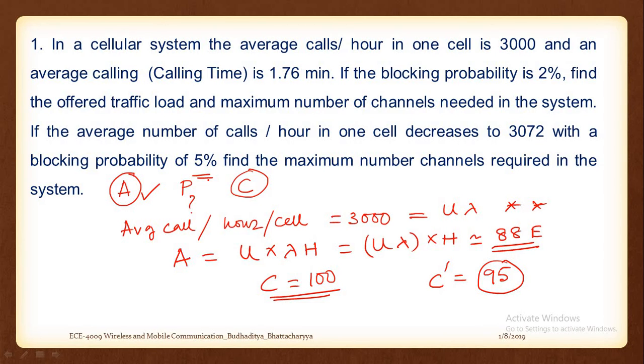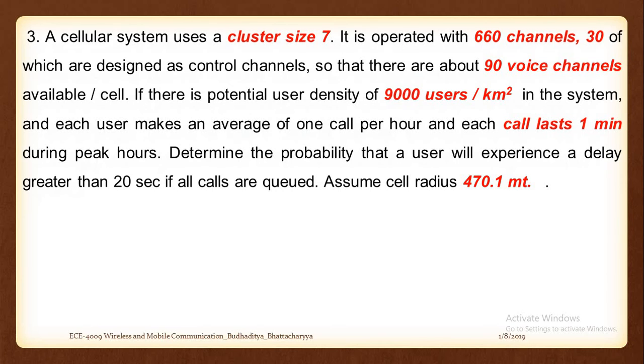Instead of 3000, just substitute 3072. Suppose this whole thing, lambda prime, is 3072 instead of this, and the respective lambda and h remain the same. So calculate and get some value of A prime. Whatever, 90.1 Erlang, it will come around this. So with 90.1 Erlang and 5% blocking, you map and get the corresponding value. If you are done with these 2 problems, can anyone solve this third one?